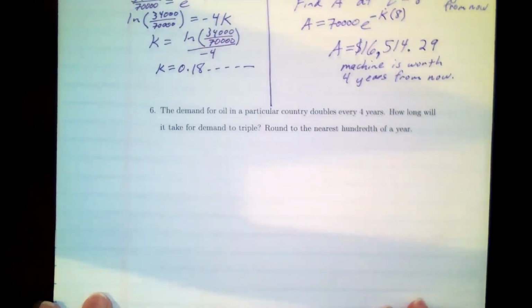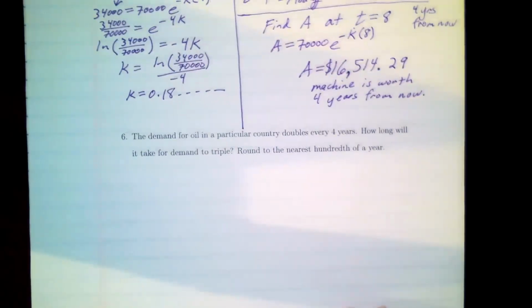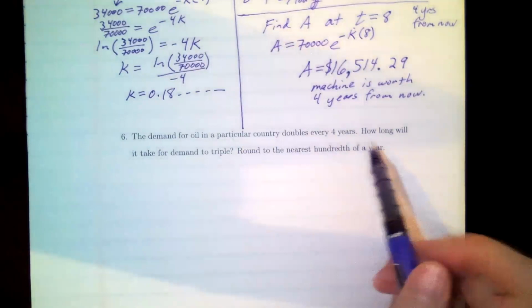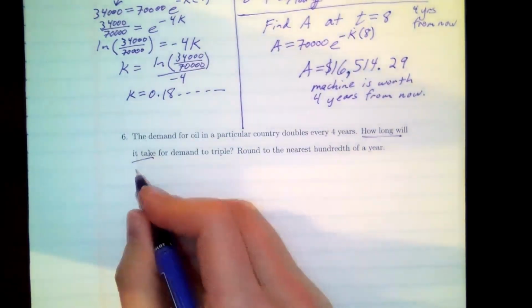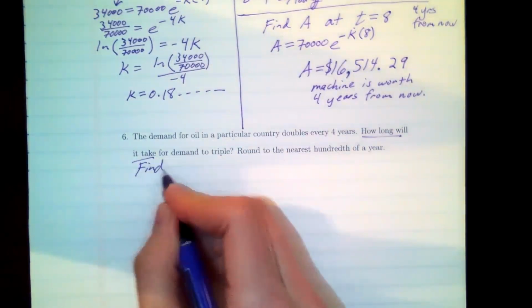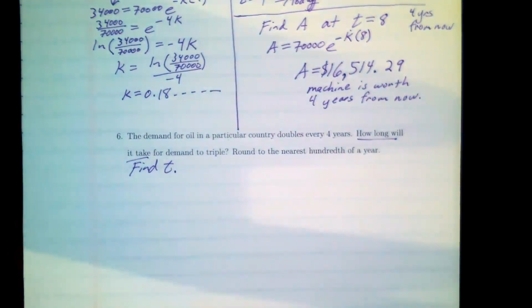All right, let's move on to our last one. It says the demand for oil in a particular country doubles every 4 years. How long will it take for demand to triple, round to the nearest hundredth of a year? So if we ignore the first sentence, when they ask us how long will it take, we should interpret that to mean they're wanting me to find a time, T. Find a time T for demand to triple.